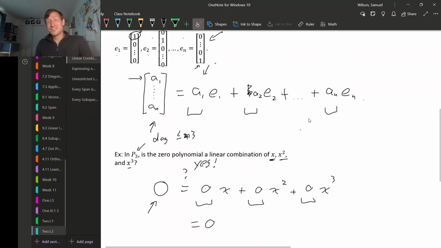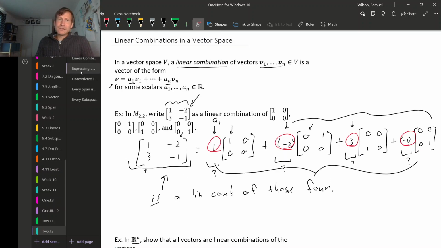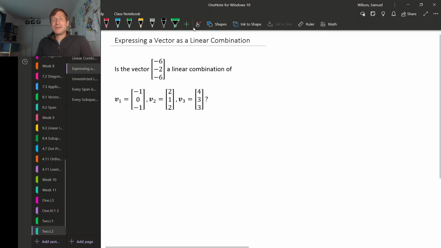All right. Of course, for all of these examples, I've cooked these up so that coming up with the appropriate coefficients is pretty straightforward. We can just kind of look at it and guess. But that's often not the case. So what if we wanted to express some more complicated vector as a linear combination of other vectors? So how could we do that?